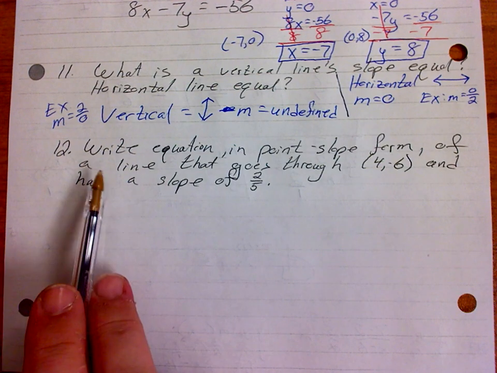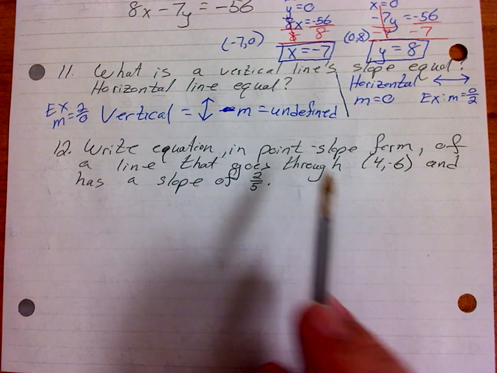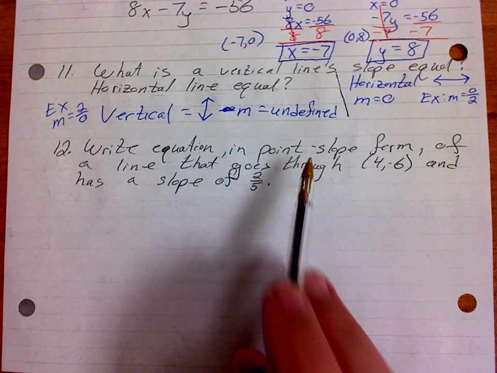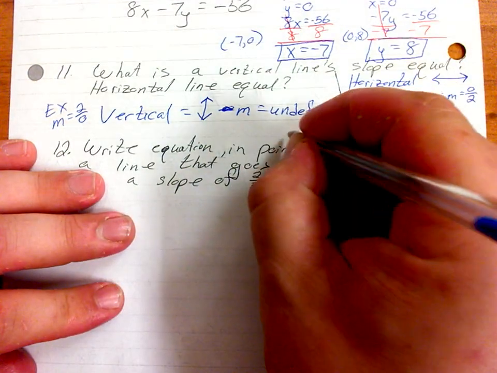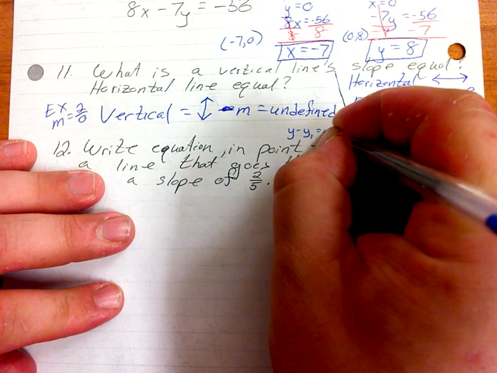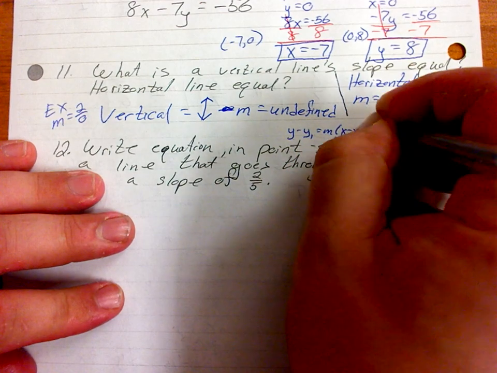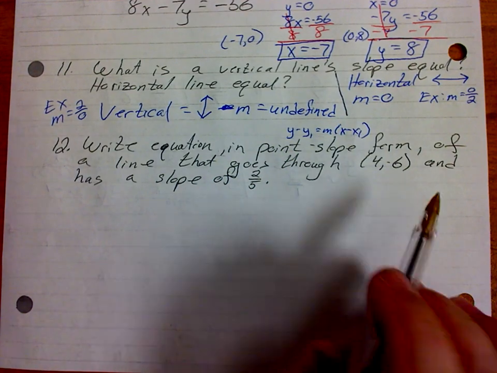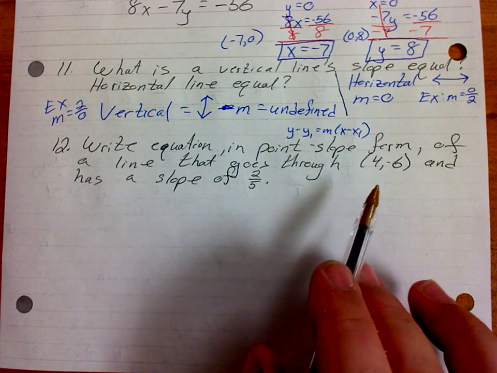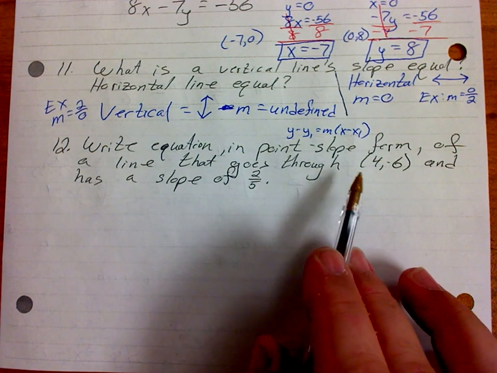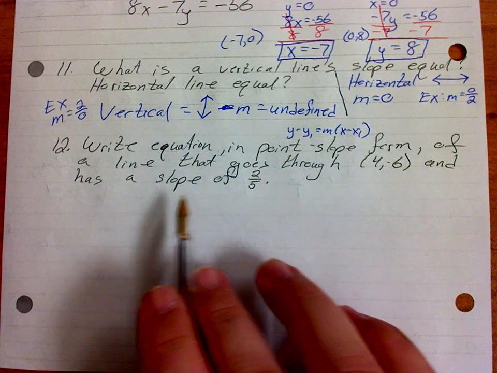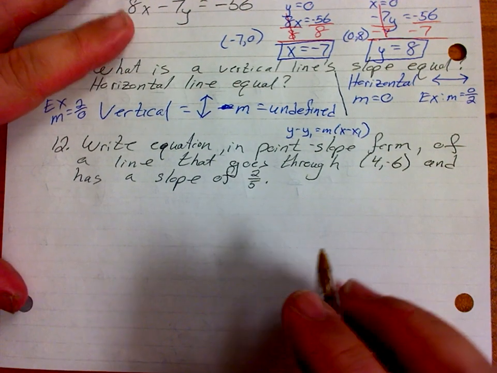Here we want to write the equation in point-slope form. A little bit different. This is not slope-intercept anymore. Remember, this is the step before. This is the y minus y sub 1 equals m times the quantity x minus x sub 1 form, okay? Of a line that goes through this point here, 4, -6, and has a slope of 2 over 5.